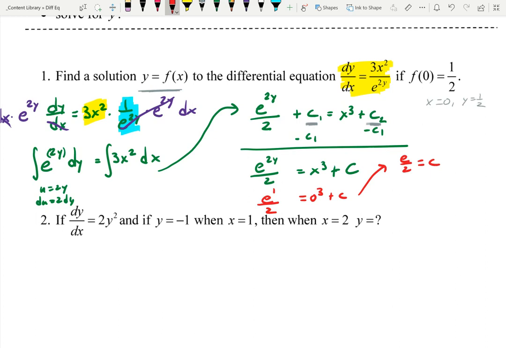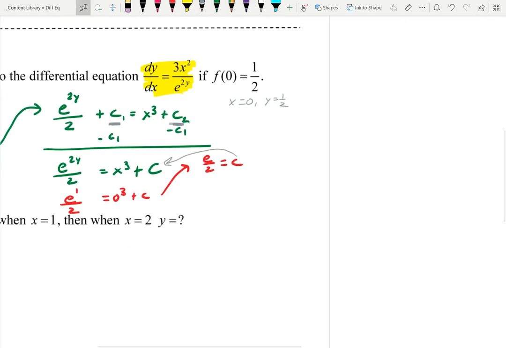So now that I've determined the value of c, I can substitute that value of c back into this equation right here. And what I will now have is e to the 2y over 2 is equal to x cubed plus e over 2. All right, so now I can solve the equation for y. And in order to solve for y, I need to get to this y right here. So first step is multiply everything by 2.